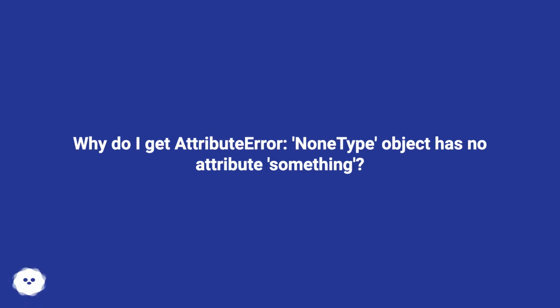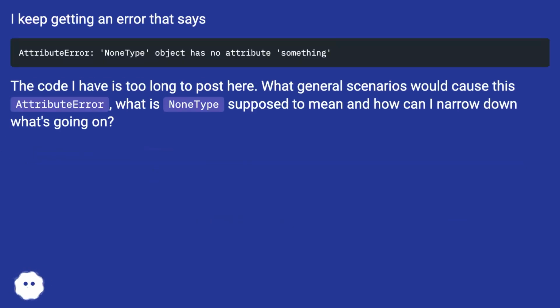Why do I get attribute error? NoneType object has no attribute is something. I keep getting an error that says... the code I have is too long to post here. What general scenarios would cause this attribute error? What is NoneType supposed to mean, and how can I narrow down what's going on?